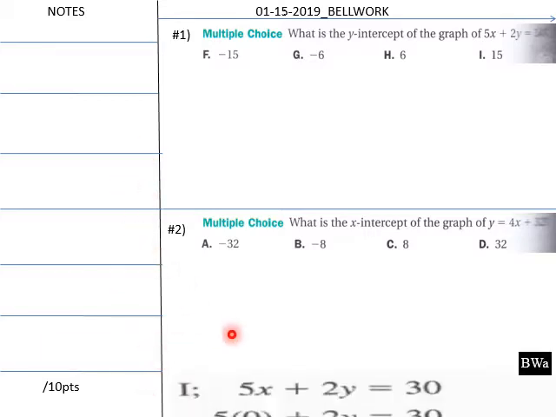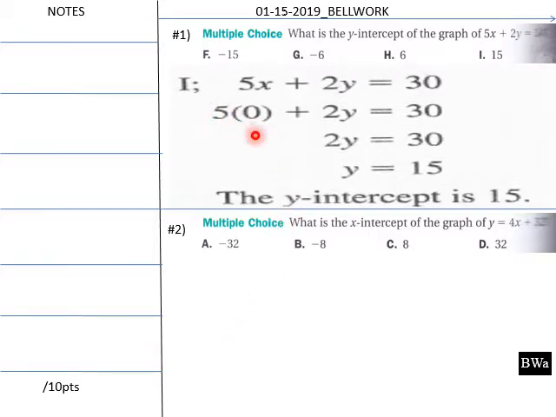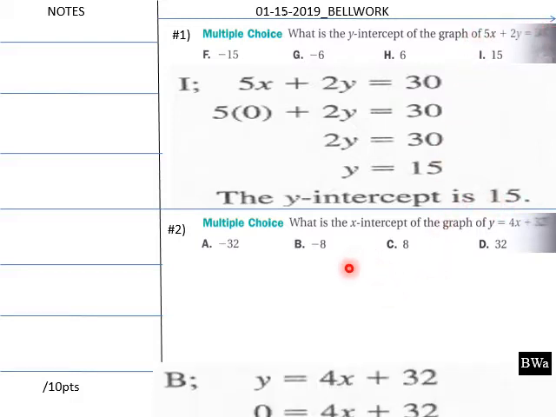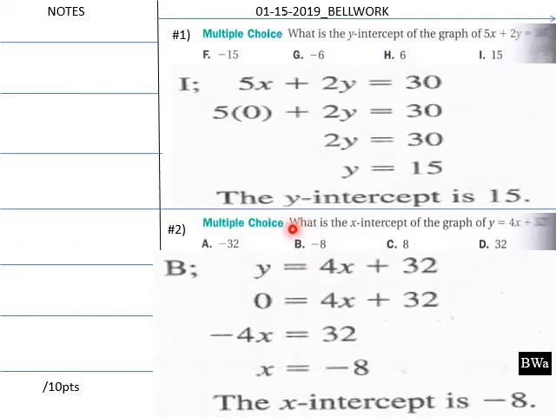Okay, welcome back for your solution. We're trying to find the y-intercept, so we plug in the 0 for x. Our y is 15, so the y-intercept of this graph would be 15. And then for down here would be b, negative 8.